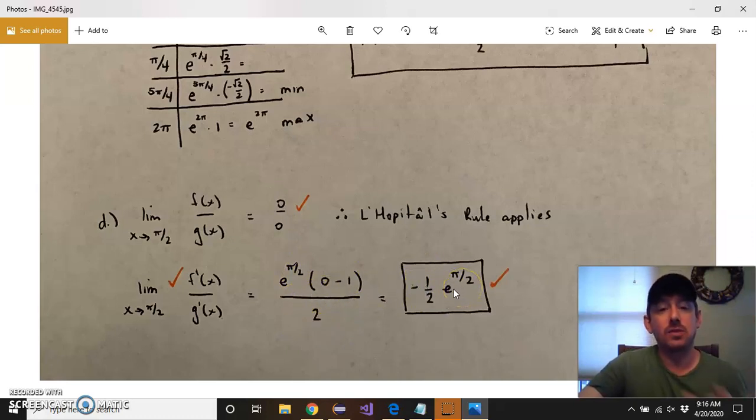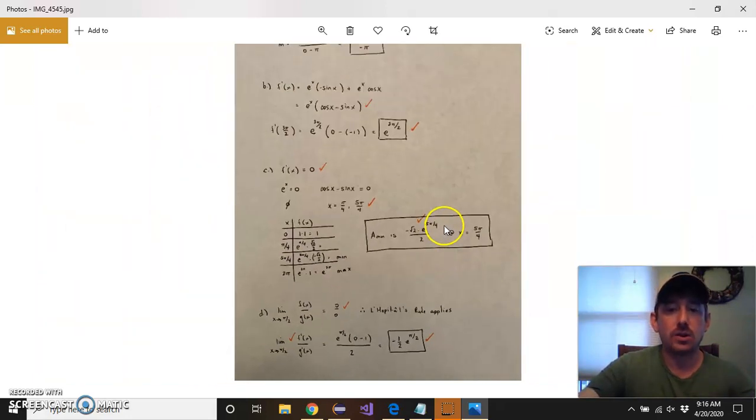So part D has 3 points. 1 for showing why you're allowed to use L'Hopital's rule. Another point for actually using L'Hopital's rule and showing the new limit that you're going to be taking. And a third point for the actual value. So that is all 9 points.